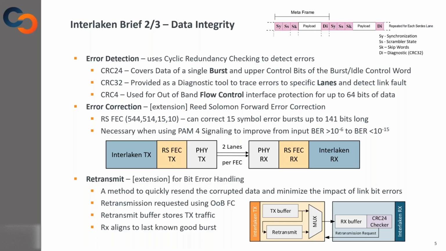And for the CRC32, this is a CRC that is calculated on a per lane basis, because previously the burst is spanned across multiple lanes.